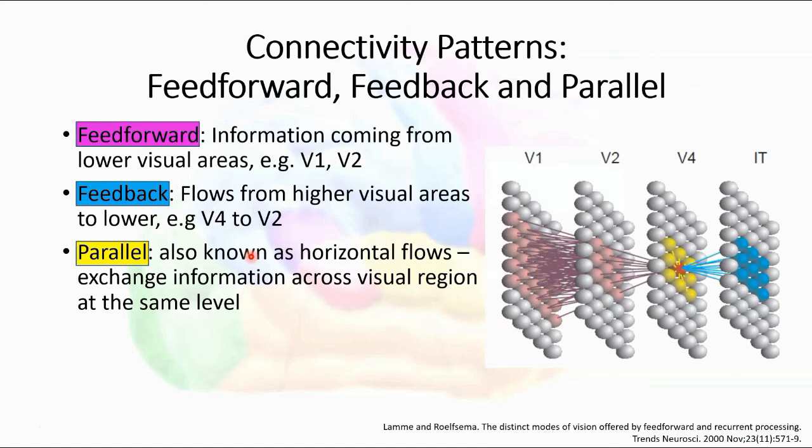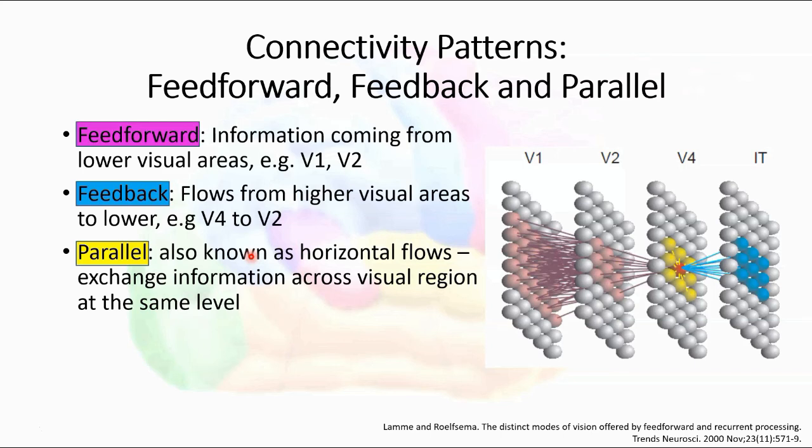To process visual information at the cortex level, there are actually different connectivity patterns other than the dorsal and ventral pathways we know about. The connectivity patterns consist of feed-forward, feedback, and parallel. Feed-forward connection is where the information comes from lower visual areas, for example from V1, from V2, to higher cortical areas for further visual processing.